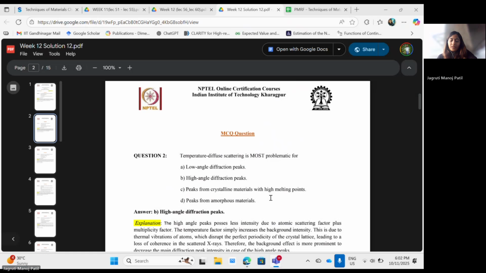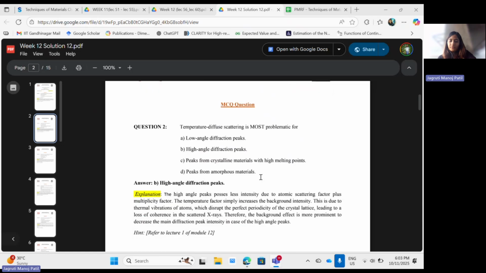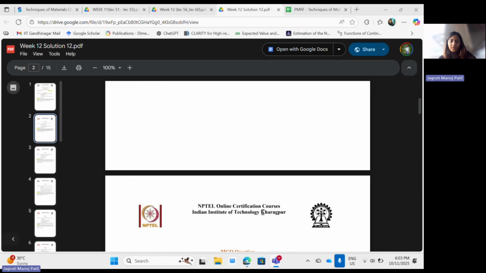Okay. Temperature diffuse scattering is most problematic for what? It's more problematic for high angle peaks. Why? Because they possess less intensity due to the atomic scattering factor plus the multiplicity factor. The temperature factor will increase the background intensity, and this is due to the thermal vibrations of atoms, which disrupt the perfect periodicity of the crystal lattice, leading to a loss of coherence in the scattered waves. Therefore, the effect is more prominent in decreasing the diffraction intensity of the peak.